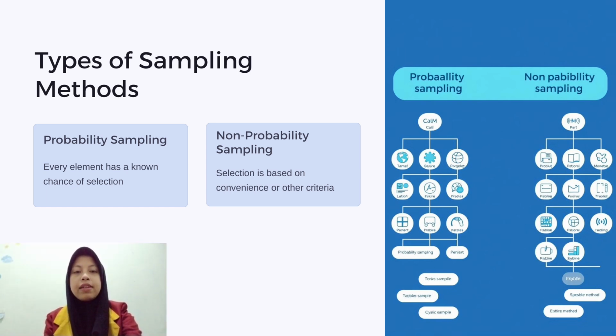Simple random sampling: every member of the population has an equal chance of being selected. Example, drawing names from a hat. Stratified sampling: dividing the population into subgroups, for example age or gender. Example, surveying 10 students from each grade level in a school.